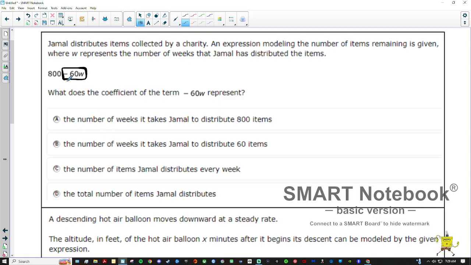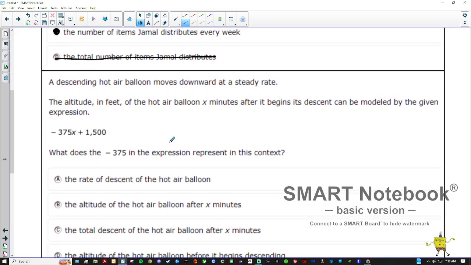Okay. The number of weeks it takes to distribute all of them? Nope. The number of weeks it takes to distribute 60? Nope. The number he distributes each week. That's what this represents. He's giving away 60 each week. Okay, and it's not the total number he distributes. It's how much he's doing each week.